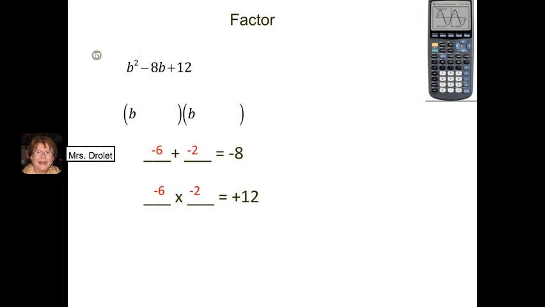Did you get that the two numbers are negative? Do you understand that negative 6 plus a negative 2 equals negative 8? And at the same time, when multiplying those same two numbers, negative 6 and negative 2, that gives you a positive 12. Now we know the last terms in each factor. Our factors are b minus 6, b minus 2.